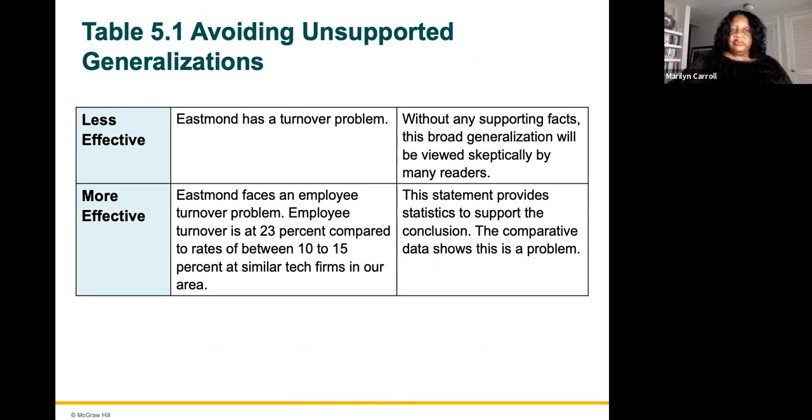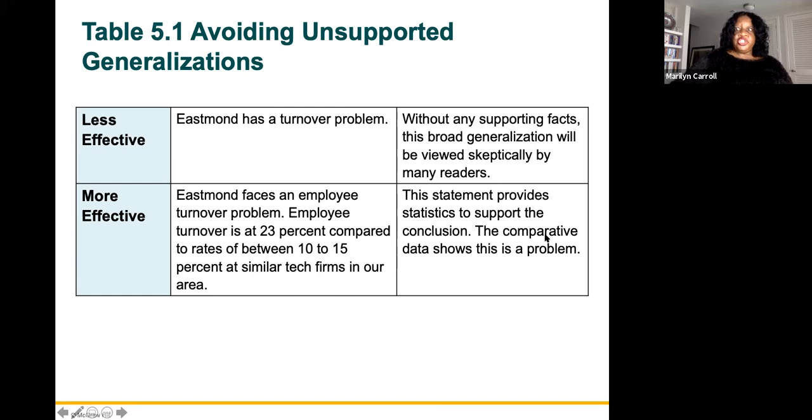So if you want to really avoid unsupported generalizations: "Eastman has a turnover problem." So what? What is it doing? Without any supporting facts, this broad generalization will be viewed skeptically by many readers. Instead, you want to say, "Eastman faces an employee turnover problem. Employee turnover is at 23%, compared to rates between 10 and 15% at similar tech firms in our area." This statement provides statistics to support the conclusion.